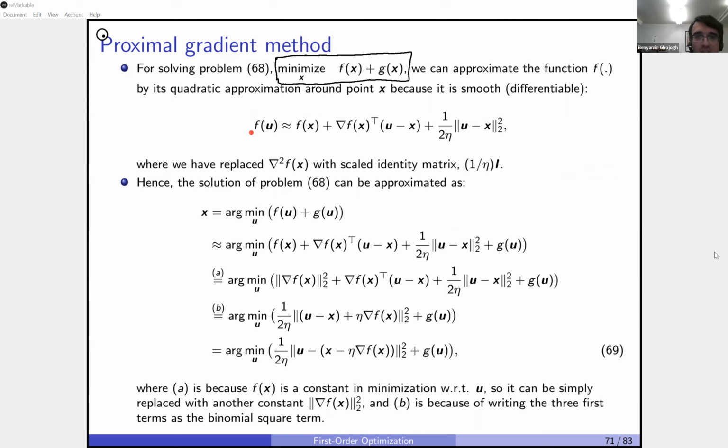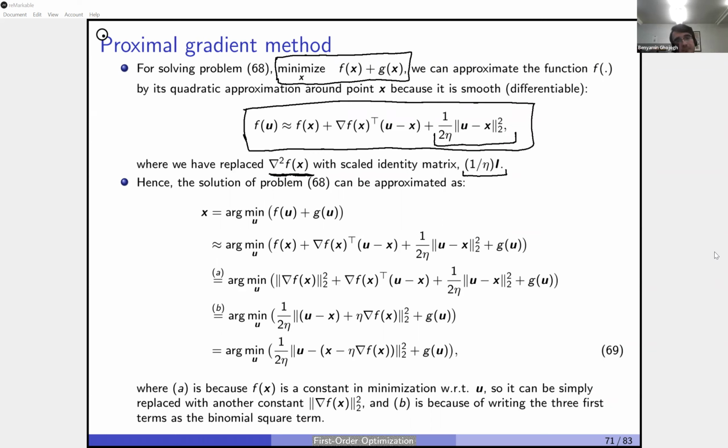Let's approximate the function f of u with its second order Taylor approximation, but replace the second order gradient with 1 over eta times the identity matrix. So in the second order term, replace the second order gradient with this, and the whole thing becomes like this. So you're approximating the function f around point x. This is the Taylor approximation. Then the solution to this optimization problem can be approximated as this.